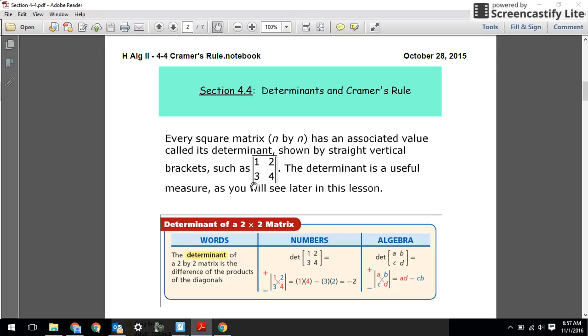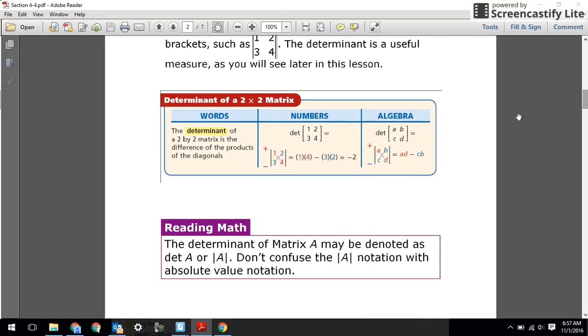And when we say we want to use the determinant, we just replace those brackets with vertical lines. So if I say I want to use the determinant of this matrix down here, I just take those brackets off and put straight lines. Now, how do we solve the determinant? It's the difference of the products of the diagonals. Right there. It's the difference of the product of the diagonals.